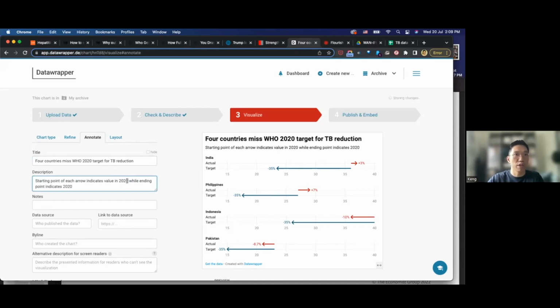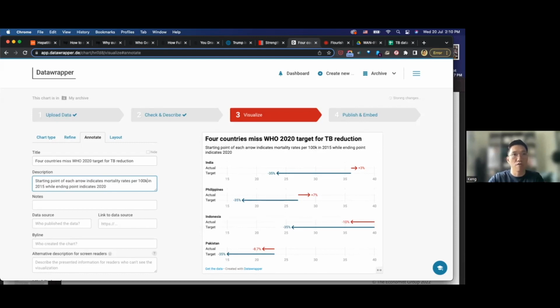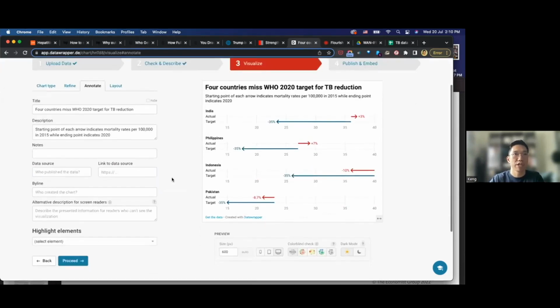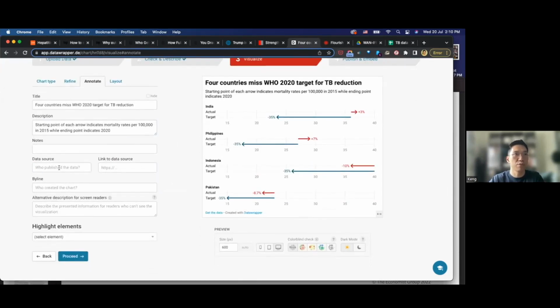The first one should be 2015, right? And then not value, but I'm going to put mortality rates, right, per 100,000. So it depends on how you want to put it. I just put it like that. You can put data source.